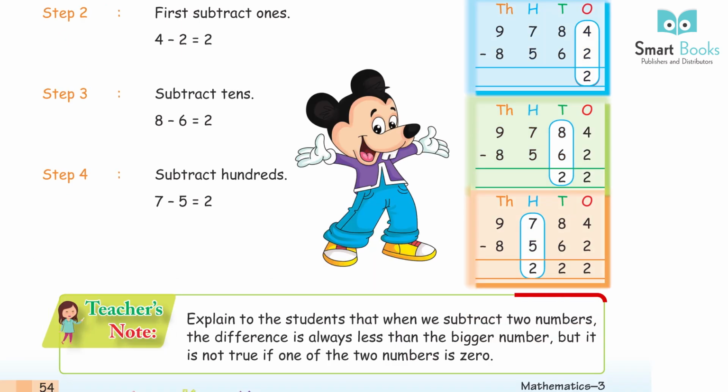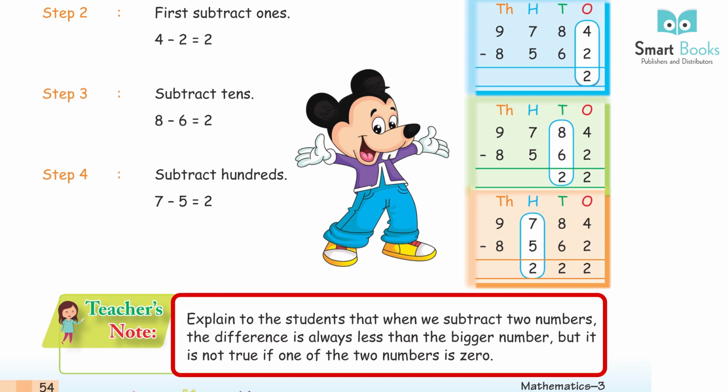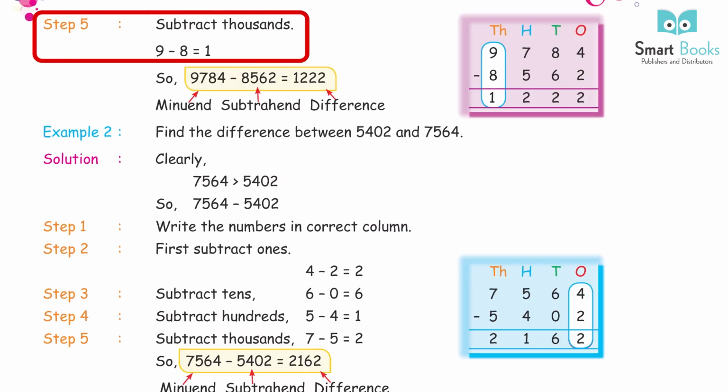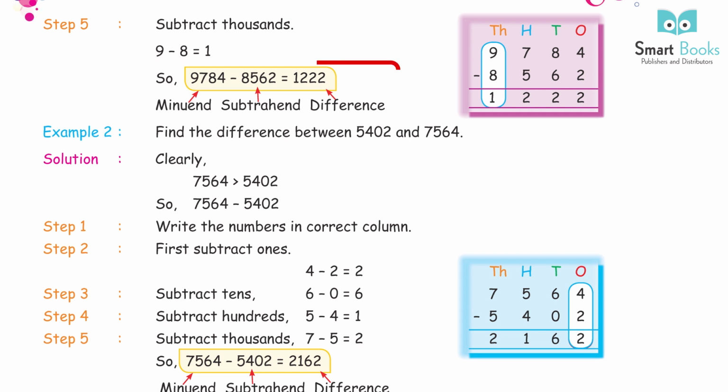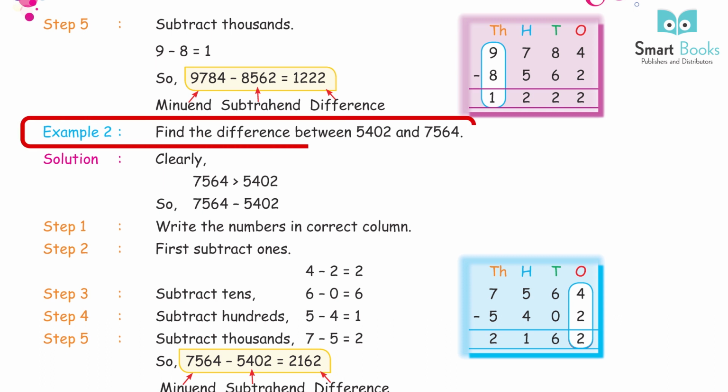Teacher's note. Explain to the students that when we subtract two numbers, the difference is always less than the bigger number. But it is not true if one of the two numbers is 0. Step 5. Subtract thousands. 9 minus 8 is equal to 1. So, 9,784 minus 8,562 is 1,222.